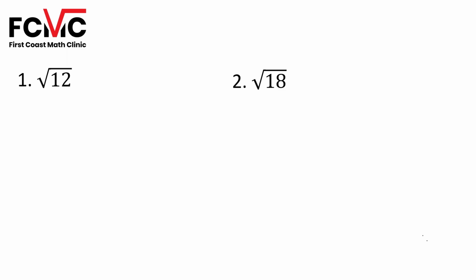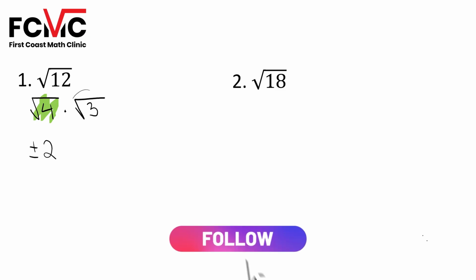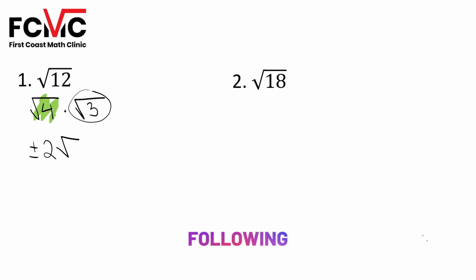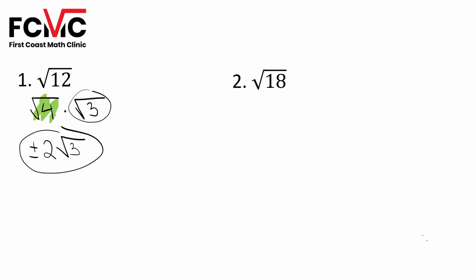Number 1, we've got the square root of 12. So 12 is not a perfect square, but we can factor this into two numbers, one of which is a perfect square. So we know 12 is 4 times 3. So we can factor this into square root of 4 times square root of 3. Square root of 4, that's my perfect square. Square root of 4 is plus or minus 2, positive negative 2. We can't do anything with that square root of 3, so we're just going to keep it times square root of 3. So our answer is positive negative 2 times the square root of 3.